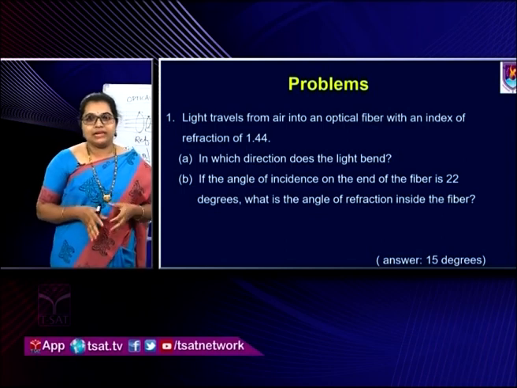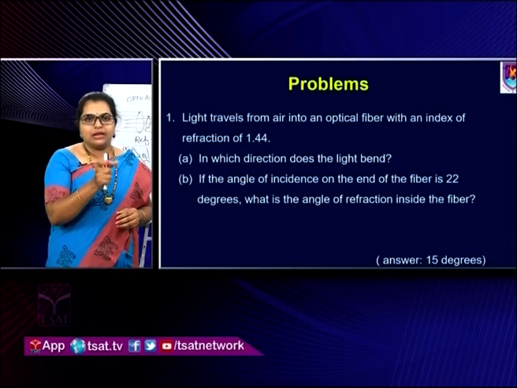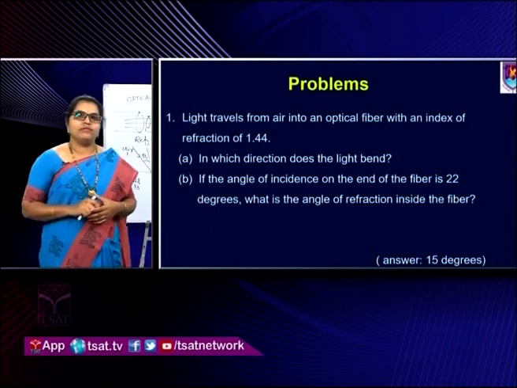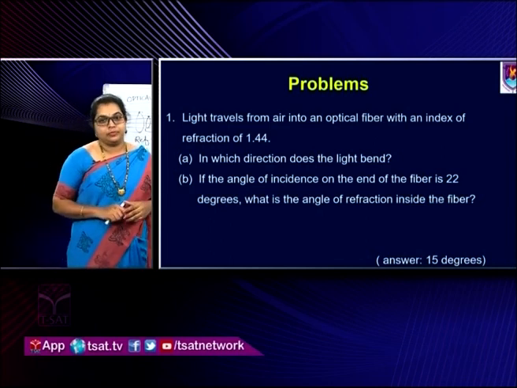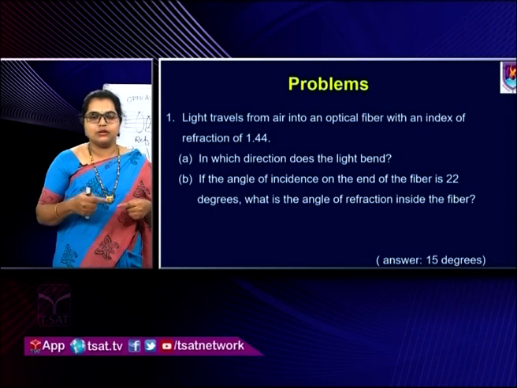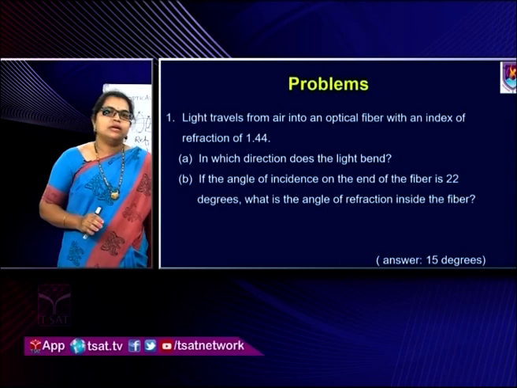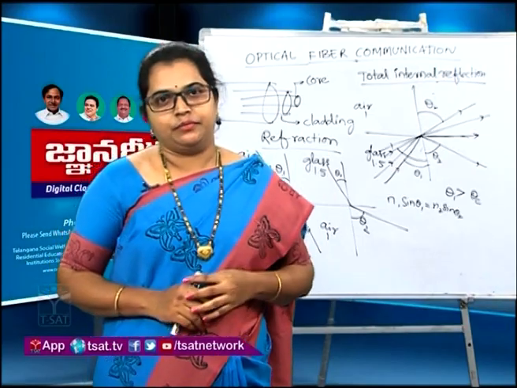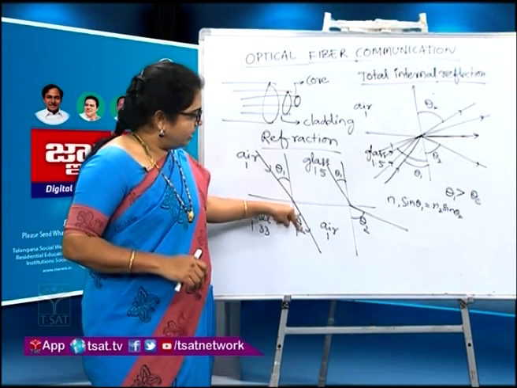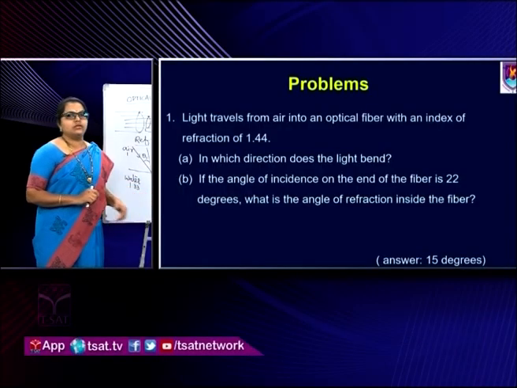First, you need to understand what data is given in the question. Read the first statement. Light travels from air into an optical fiber. What is the refractive index of air? 1. And it is entering into optical fiber which has a refractive index of 1.44. Means the light ray is traveling from rarer medium to denser medium. So, whenever the light ray travels from rarer medium to denser medium, it bends towards the normal, right? So, what is the answer for question A? It bends towards the normal.